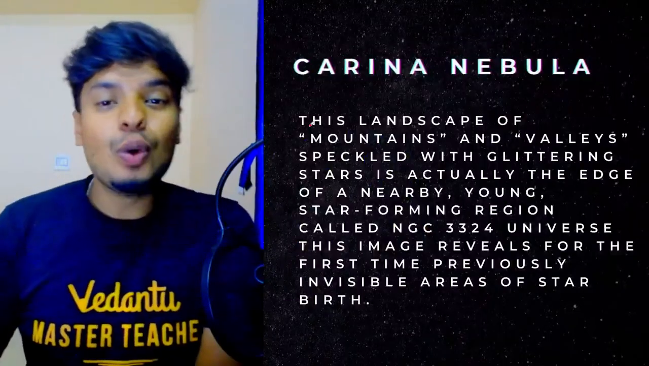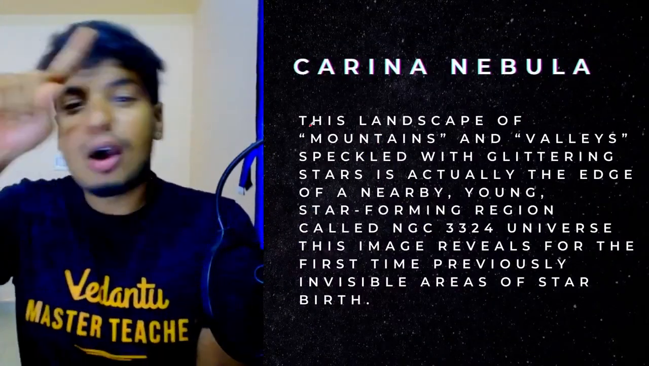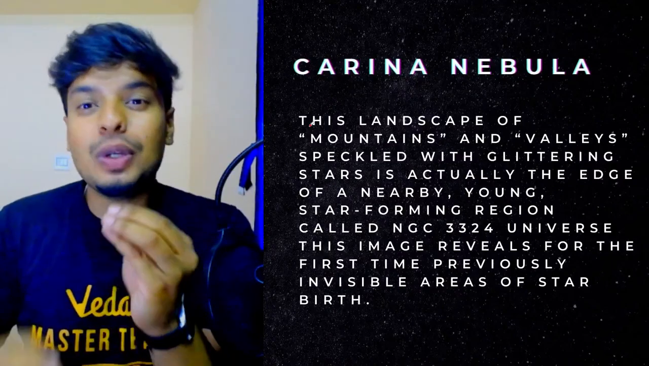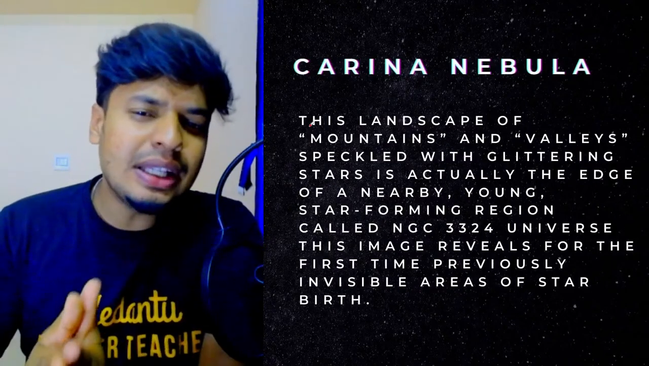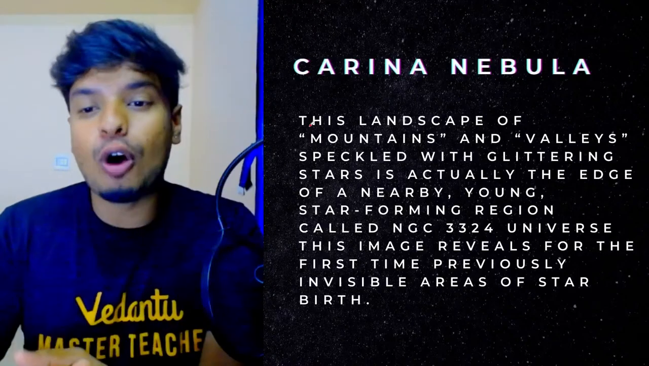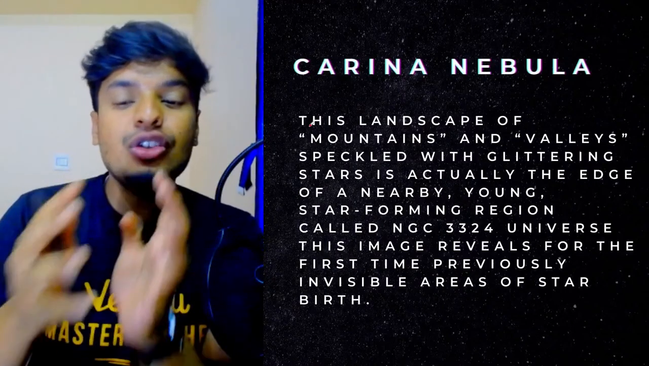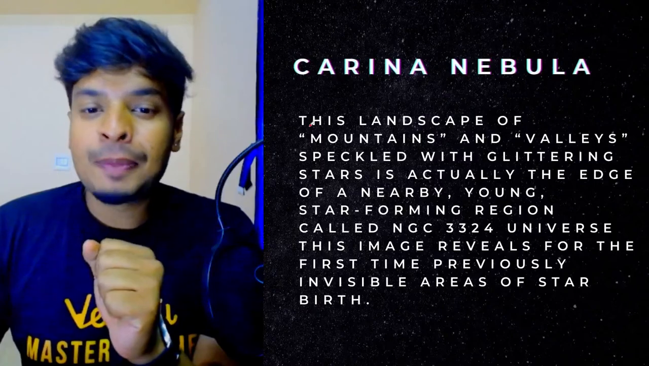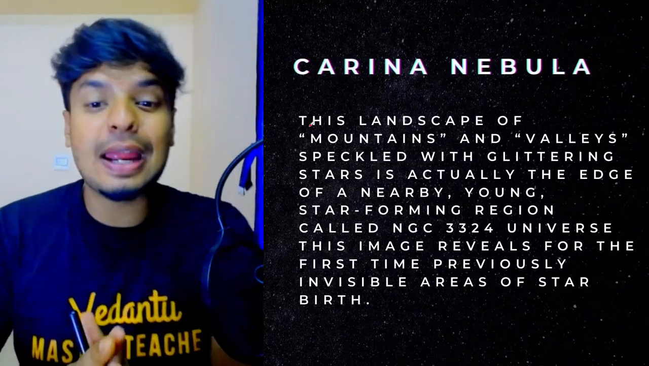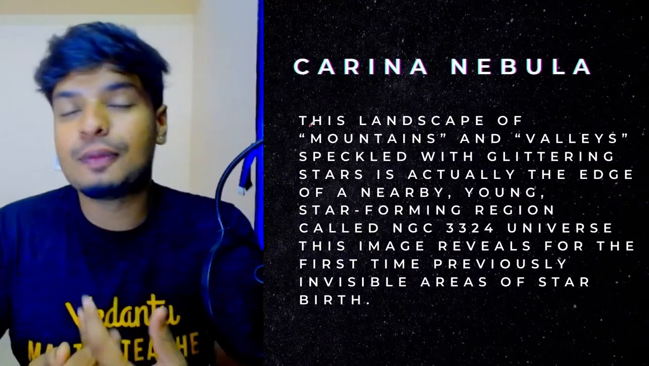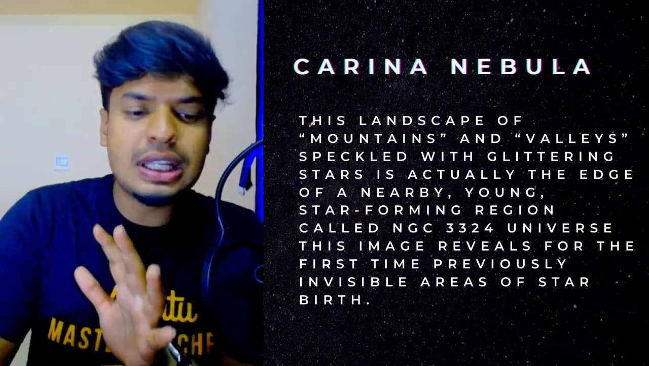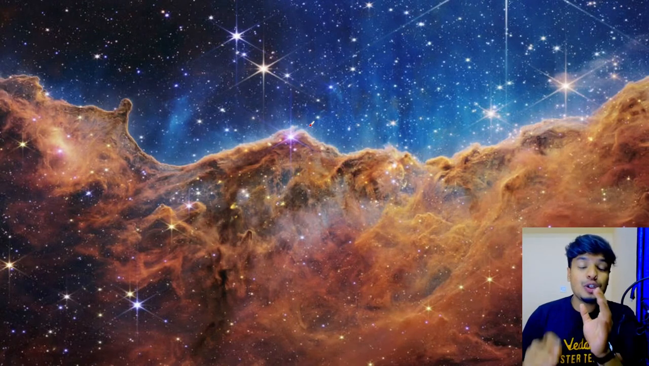This landscape of mountains and valleys speckled with glittering stars is actually the edge of a nearby young star-forming region called NGC 3324. This image reveals for the first time previously invisible areas of star birth. We have observed this region using Hubble also, but the details that we are getting from here are exceptional, nowhere close to what we were seeing in Hubble.